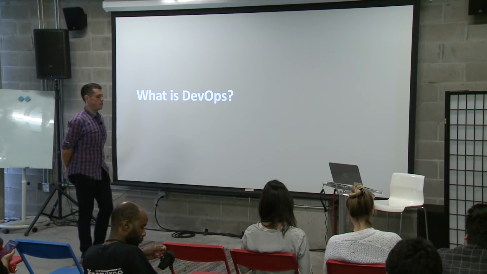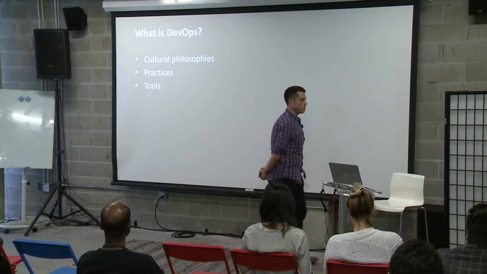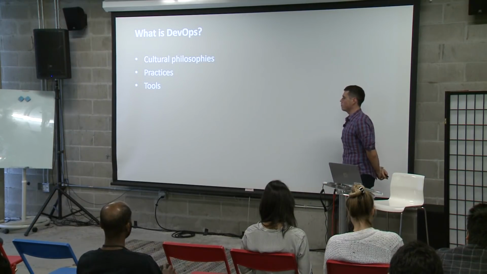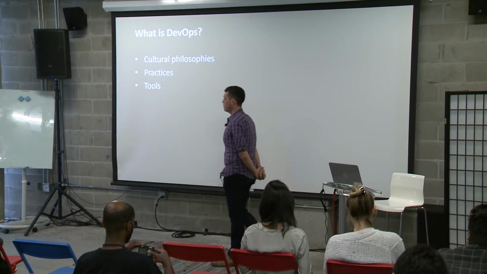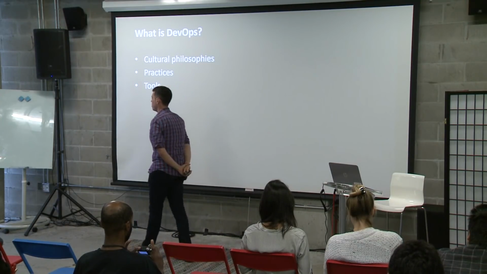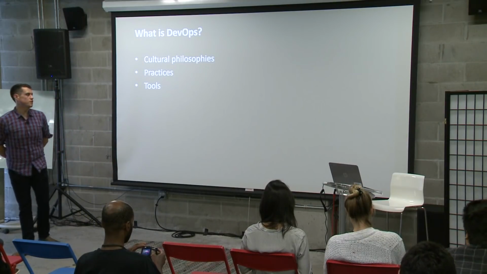So what is DevOps? When we say DevOps, what are we talking about? It's really a few things, right? The way we talk about DevOps is it's a set of cultural philosophies and practices that are implemented with a set of tools. So there are many, many different ways to implement DevOps within an organization.